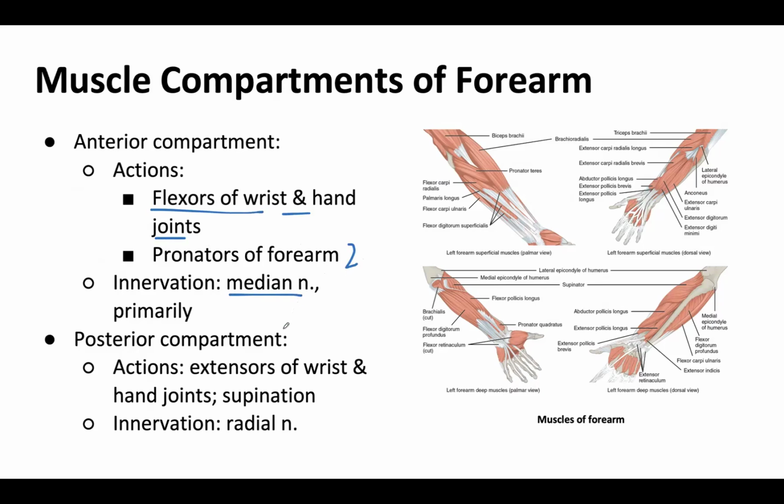The posterior compartment of the forearm will have muscles that will extend the wrist and the joints of the hand, and there'll actually be one muscle that will play a role in terms of supination. And we remember radial nerve equals posterior, so this posterior compartment is also innervated by the radial nerve.